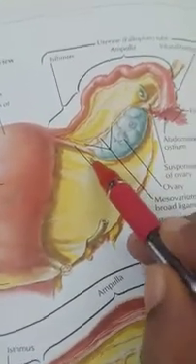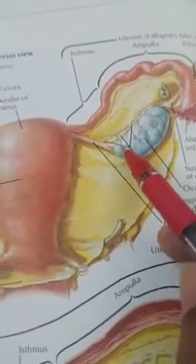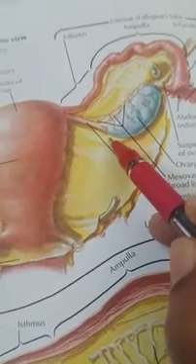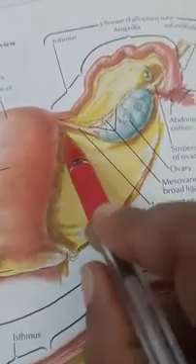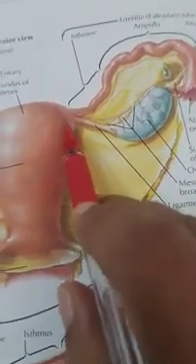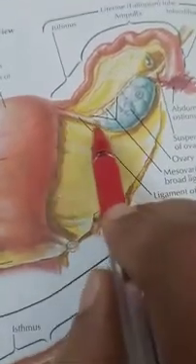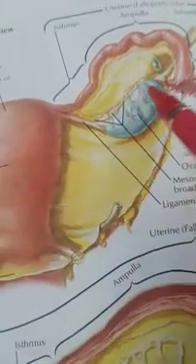Okay. Then lower pole is narrow when compared to the upper pole, and it is related to the pelvic floor. It is connected by the ligament of ovary. Here we can see ligament of ovary to the lateral angle of the uterus. This is our uterus. So it is connected to the uterus through ligament of ovary.